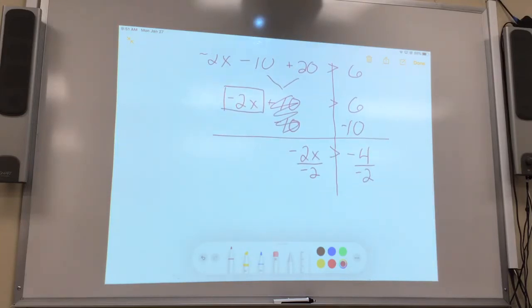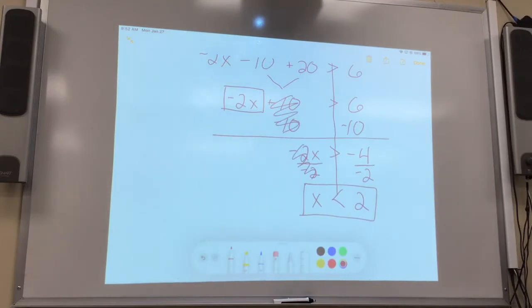But what happens to the inequality? Does it stay or change? It changes, yep. So the negative 2's cancel. X is less than, because we divided by a negative, so the inequality switches. What's a negative divided by a negative? Positive, so it should be x is less than 2. Questions right now? That made sense, sort of?